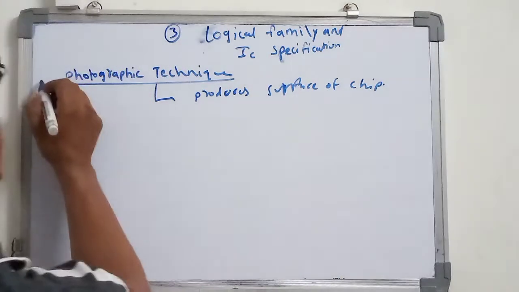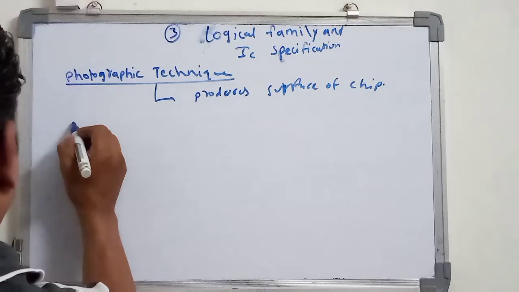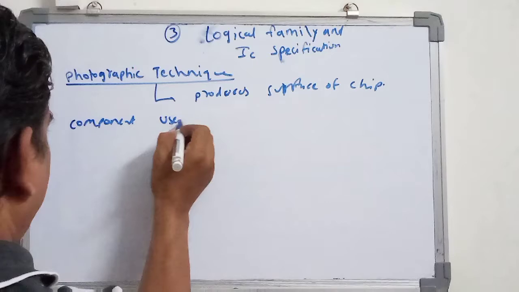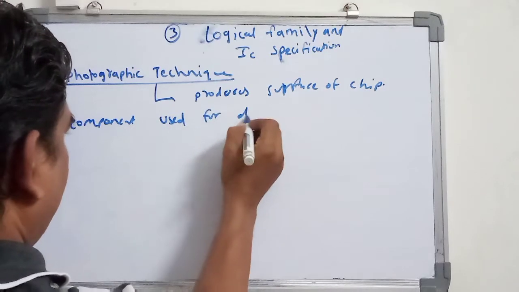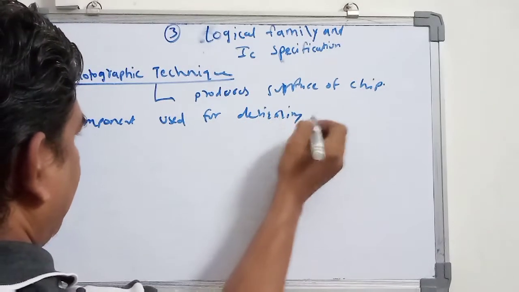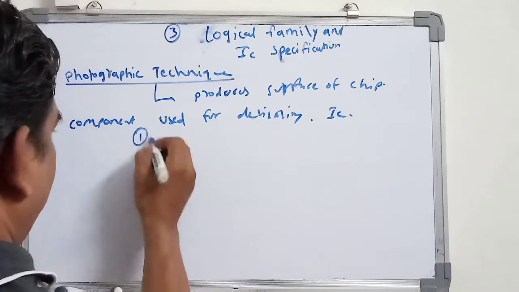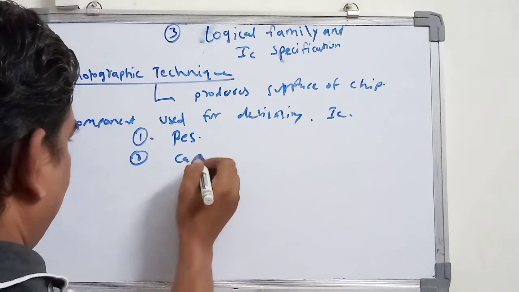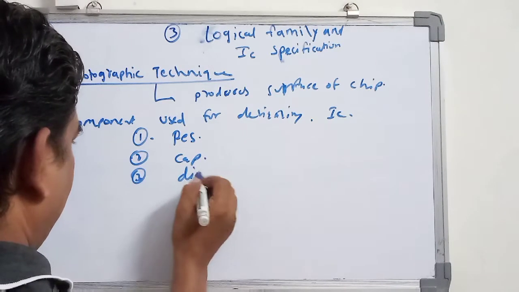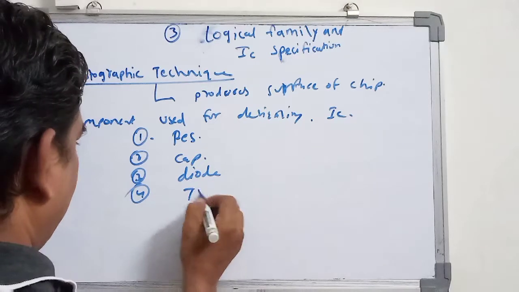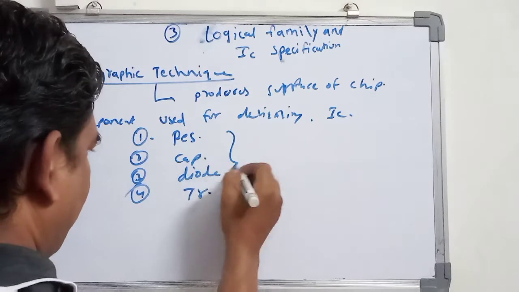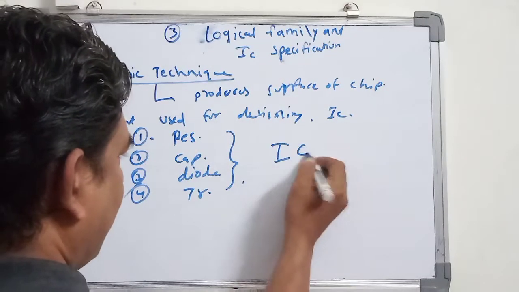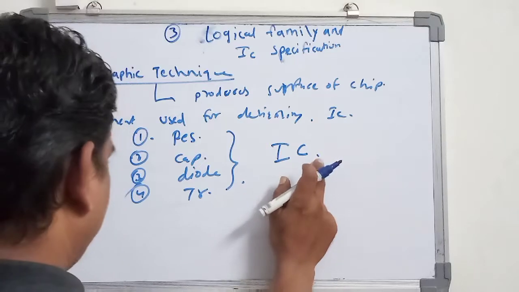Okay, students. Now, the components used for designing an IC. Which are the components? As I told you, first the resistor, second the capacitor, third the diode, and fourth the transistor. These are the main components which are responsible for designing the IC, the integrated circuit.